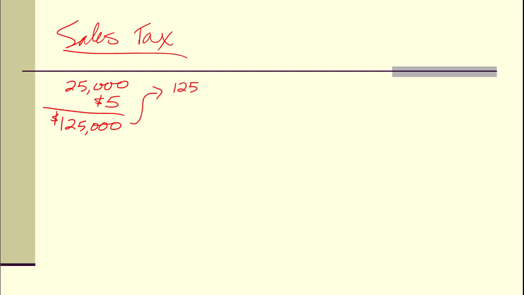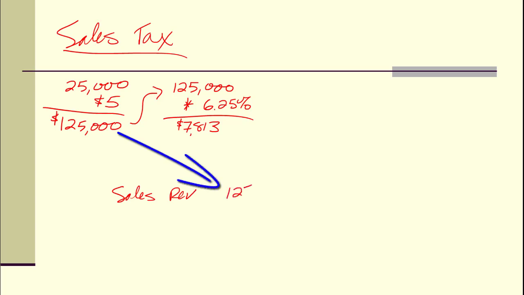The total sales revenue times that sales tax rate. And we'll just round this to the nearest dollar. Comes out to $7,813 as the amount of sales tax that has to be collected. So now we can do a journal entry. First, we're going to record sales revenue for the $125,000. Then we're going to collect this in cash or accounts receivable and send it to the government.